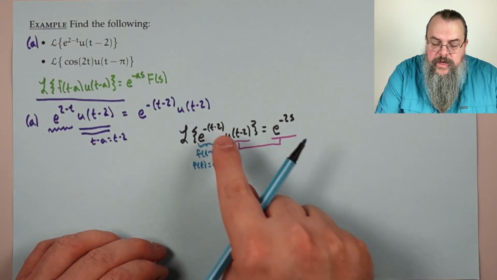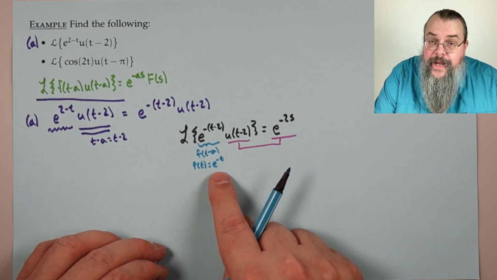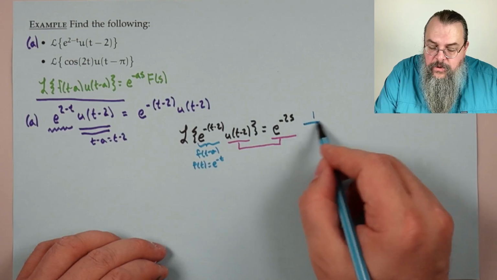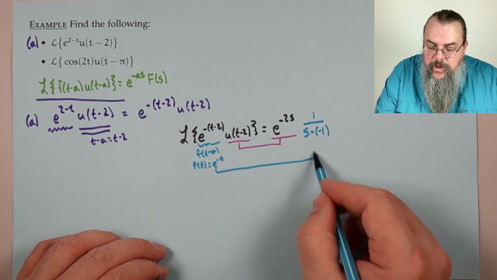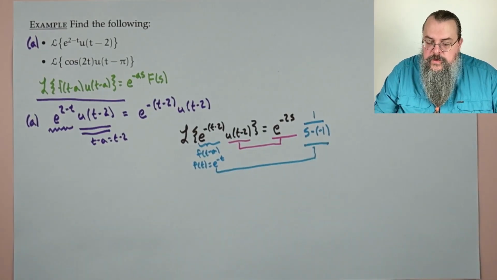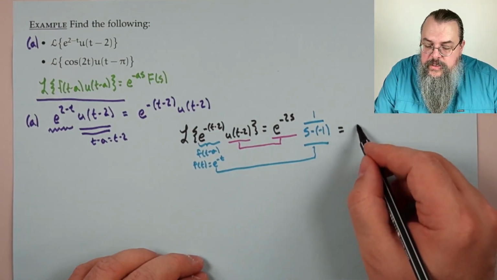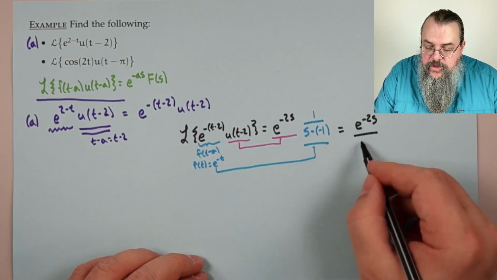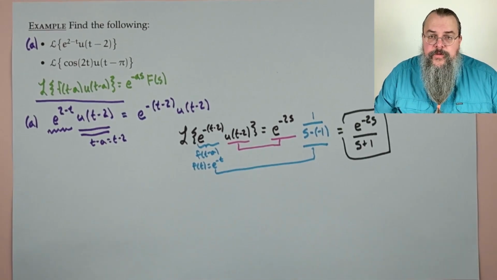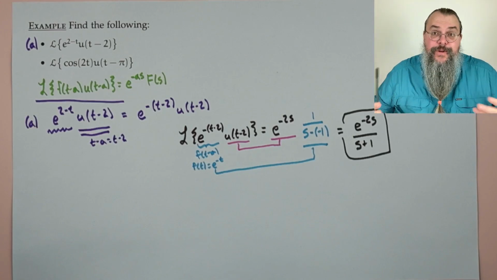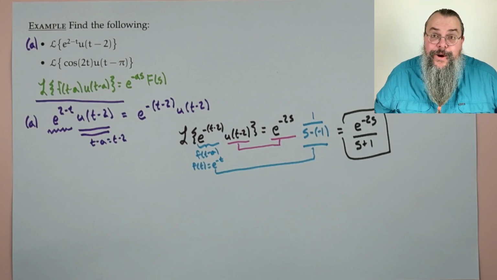So I say, okay, t minus a becomes t. And now, well, what's the Laplace transform of e to the minus t? Well, it's 1 over s plus 1. So that's going to be what happens here. And so, putting them together, what do we end up with? Well, we end up with e to the minus 2s over s plus 1. All right? There we go. Great. So, that's the process. Okay, you know, this isn't looking so scary. Well, let's keep going then.